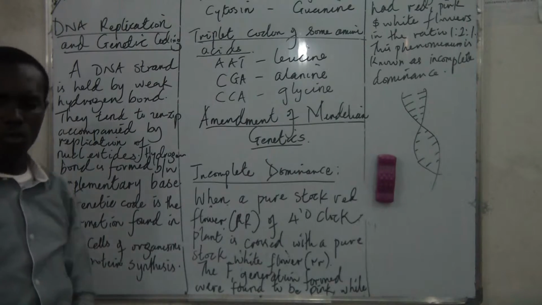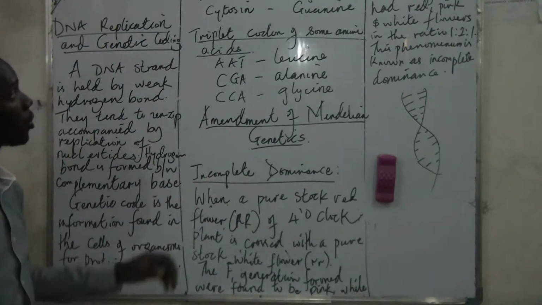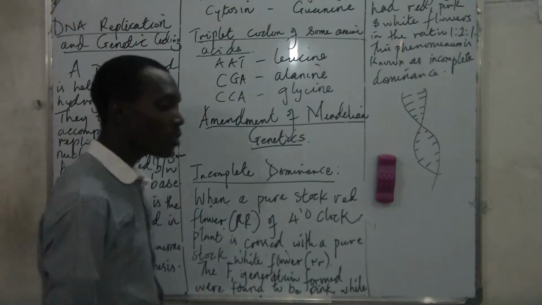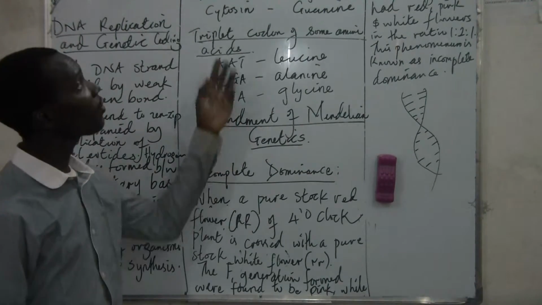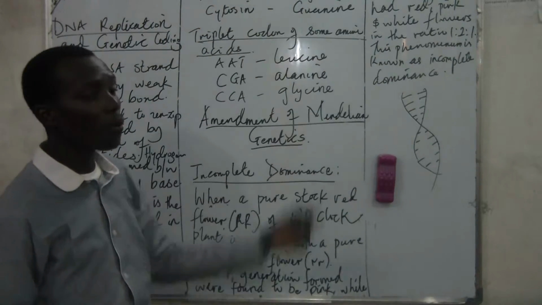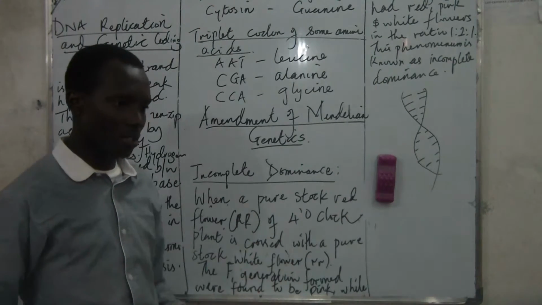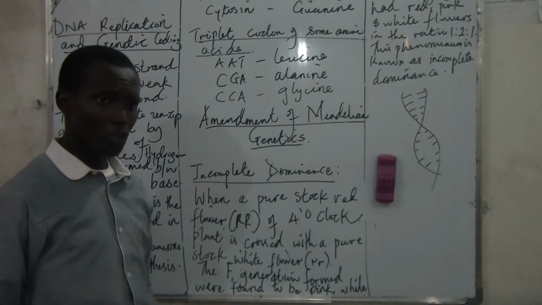Now, the next thing I want us to take note of is what is called the triplet codon. Now, bases combine. If you observe, you find out that adenine, thymine, cytosine, and guanine are all bases. Do you understand?